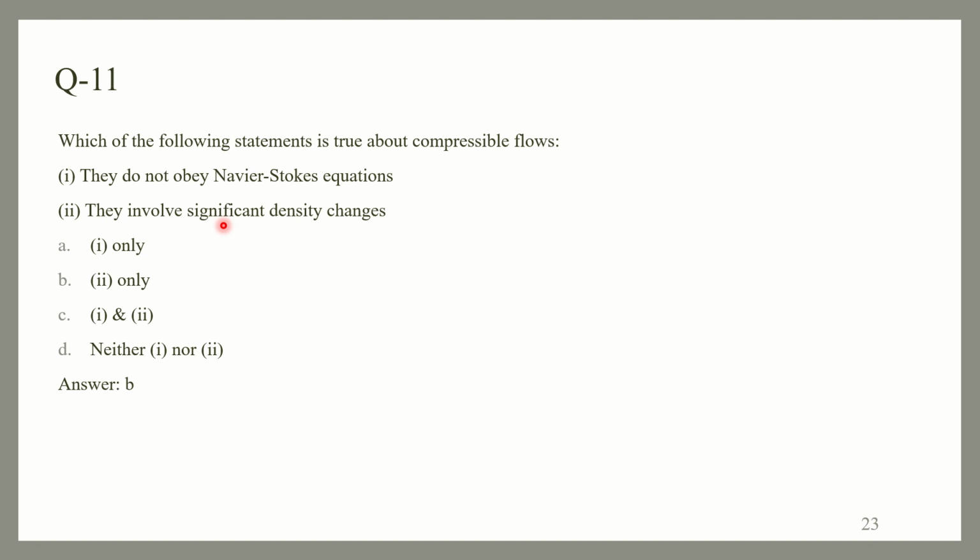So for compressible flows, we have Mach number greater than 0.3 and we have density changes to be significant. So answer is option 2. Compressible flows obey Navier-Stokes equations, whereas they involve significant density changes also. So answer is option B. Now we'll go to question 12.